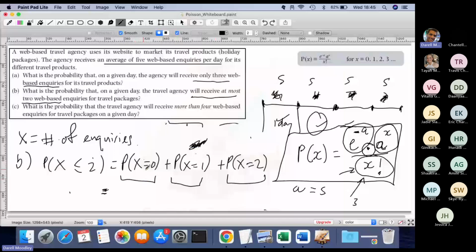But just to give you an idea, maybe I'll write these out so you can compare to when you're using your calculator. So for the first one, it's 0.0067. For the next one, it's 0.0337, and then it's 0.0842. Once you've got them all, you add them up, and your final answer is 0.1247. So now it's 12.47%. That's your final answer.